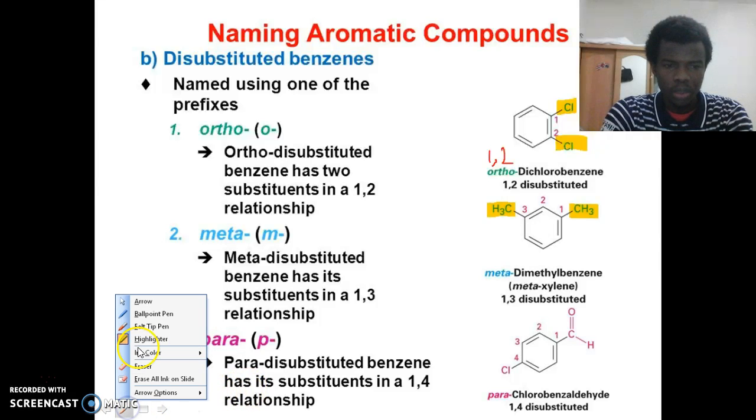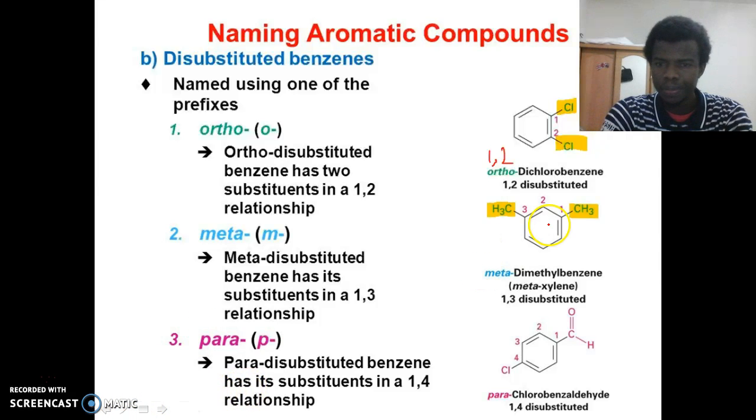Likewise, here also we can name this compound 1,3 dimethylbenzene. It's all the same. You can either choose 1,3 dimethylbenzene or we say meta dimethylbenzene. But when naming aromatic compounds, we prefer to use these prefixes, for example meta, rather than 1,3.